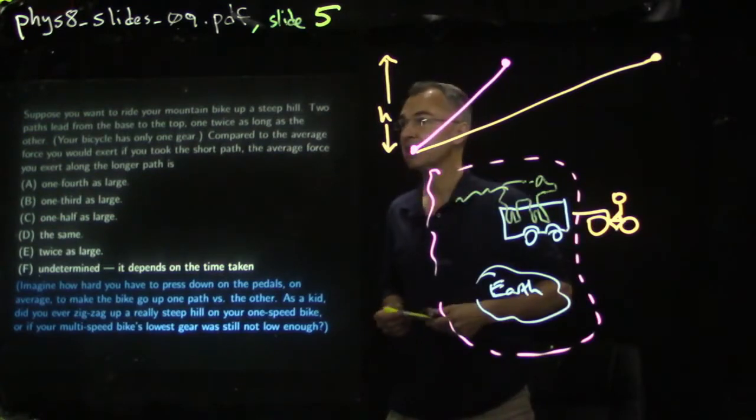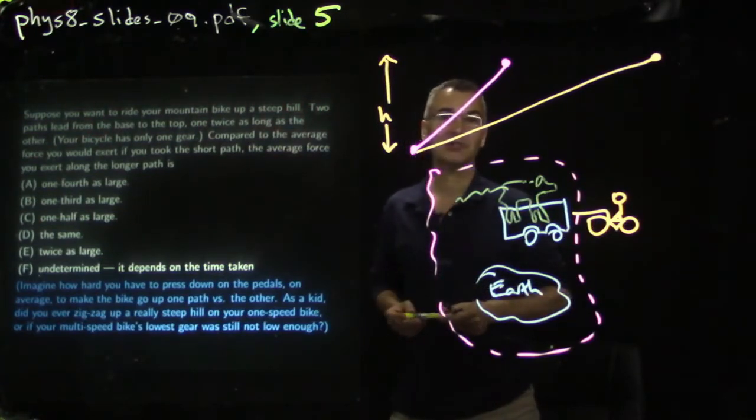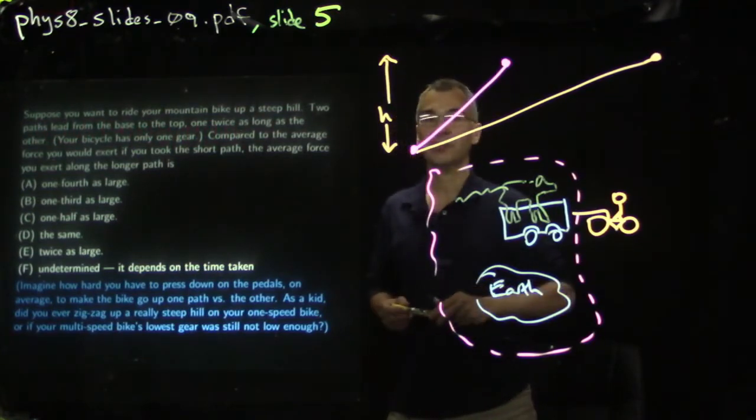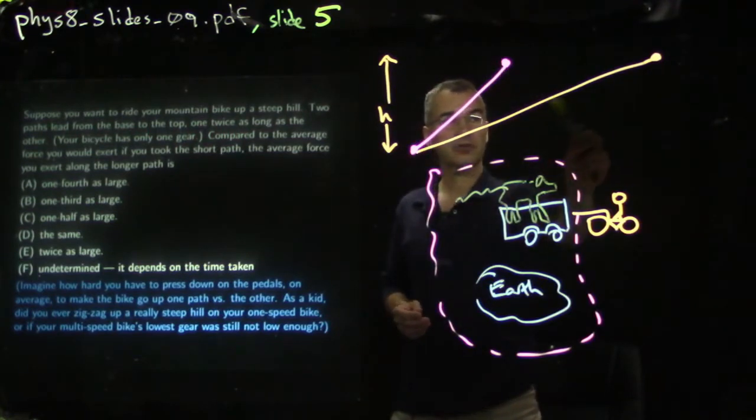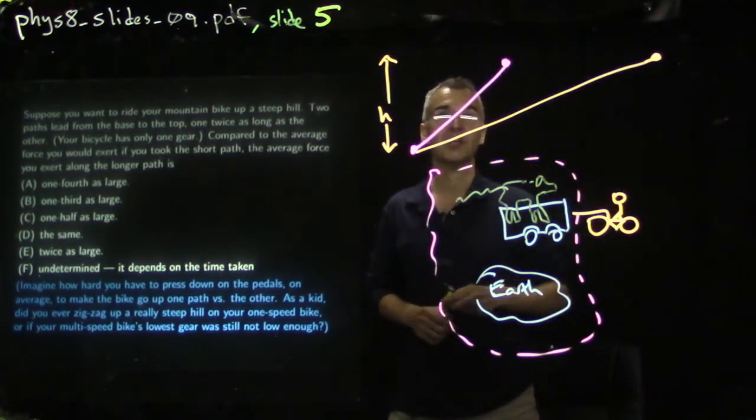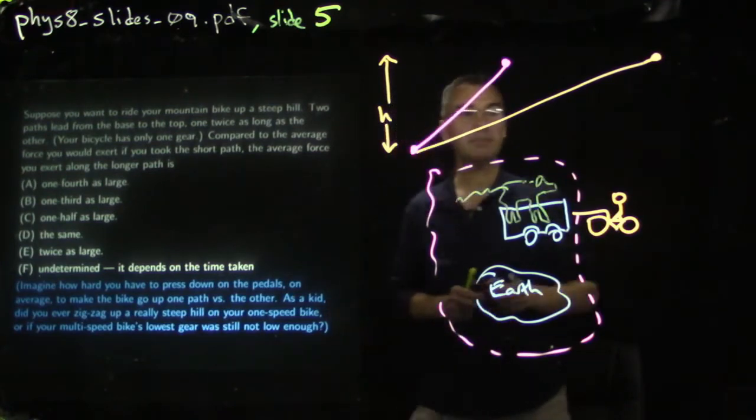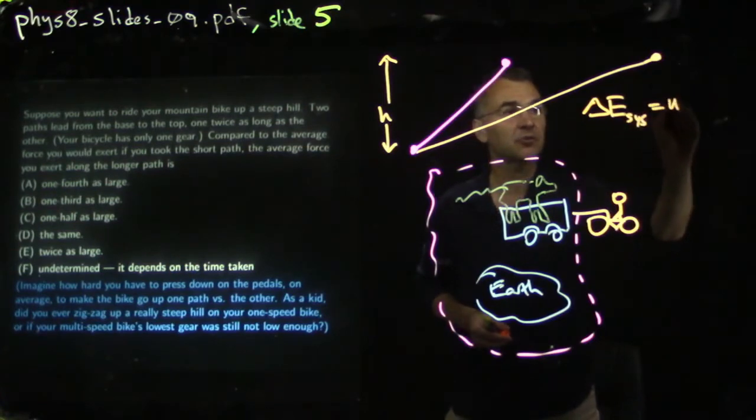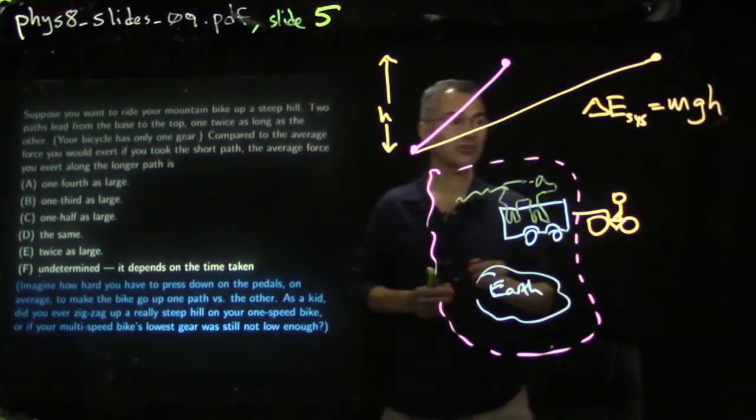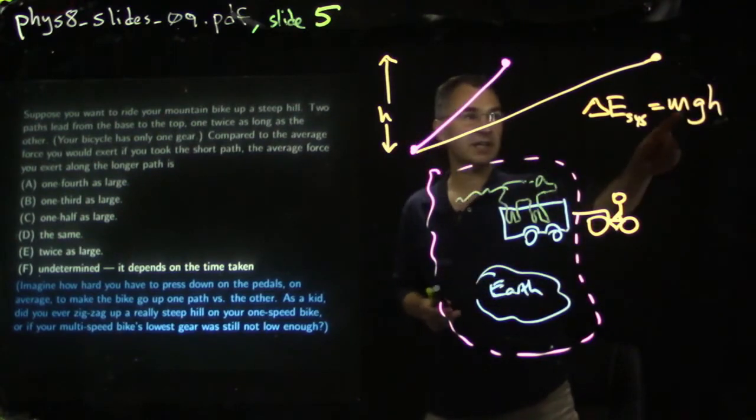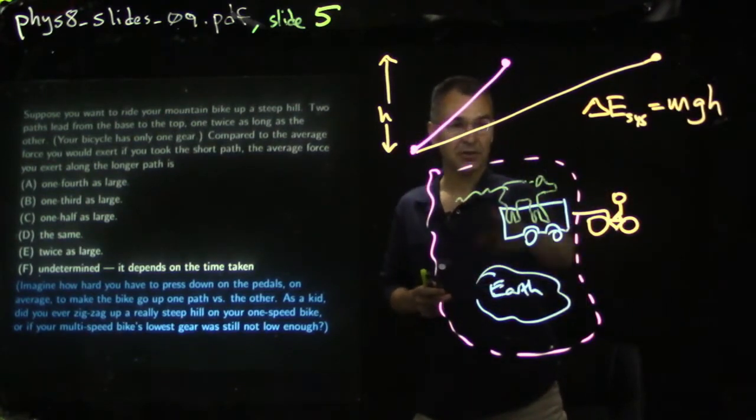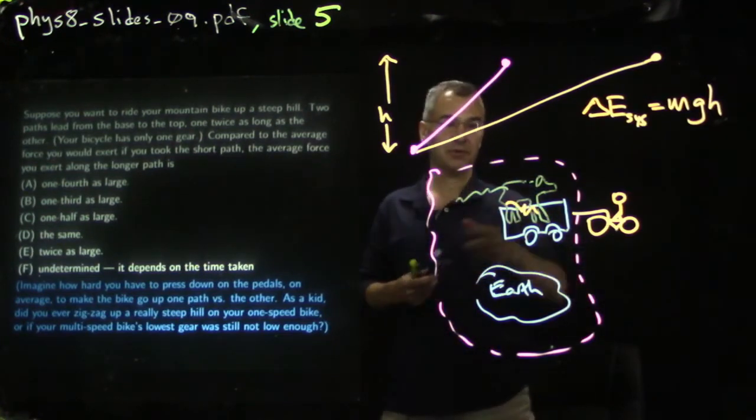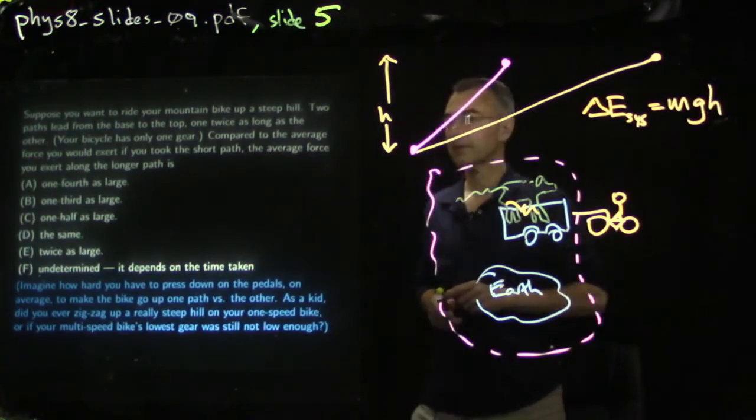Suppose you want to ride your mountain bike up a steep hill, towing your dog Bear behind you in a cart. Two paths lead from the base to the top, one twice as long as the other. So here is the short path, here is the long path, but the altitude gain is the same in both cases. So that means that the change in energy of the system in both cases will be mgh, where h is the altitude gain and m is the mass of the dog and the cart together.